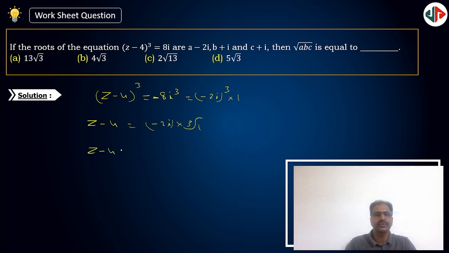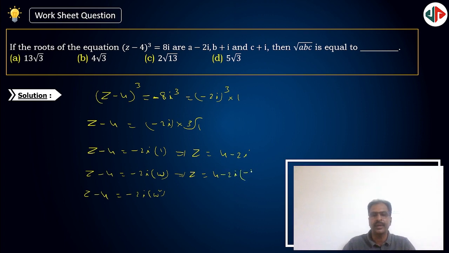Therefore, z minus 4 is equal to minus 2i into cube roots of unity, which are 1, omega, and omega square. So, from this, what will be z? 4 minus 2i. From this, what will be z? 4 minus 2i into omega. Omega is minus 1 by 2 plus i root 3 by 2, the omega value.